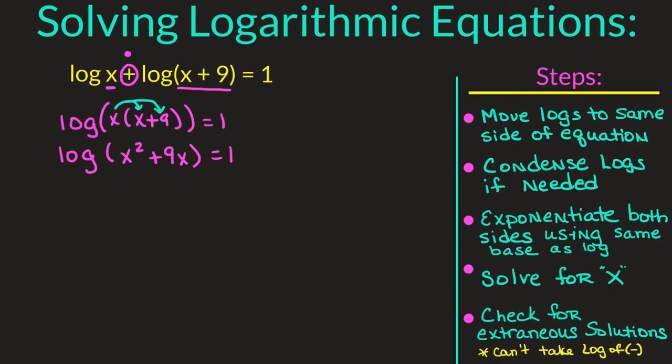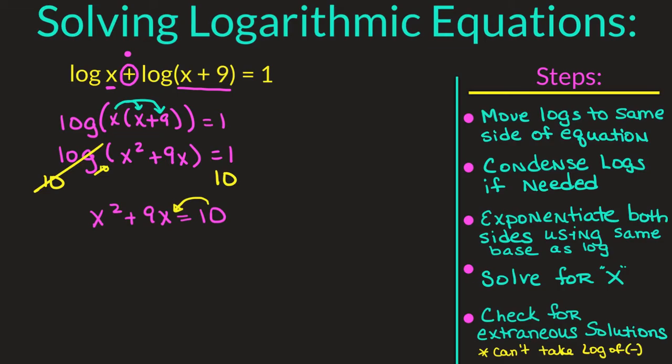So now you need to get rid of the log by exponentiating both sides. Remember the base is 10. So base 10, if you don't remember. So the log base 10 and 10 will cancel. And then you have x squared plus 9x equals 10 to the 1 power, which equals 10. Now remember, we're going to have to move this 10 over because it's going to make a quadratic, because you have an x squared and an x.